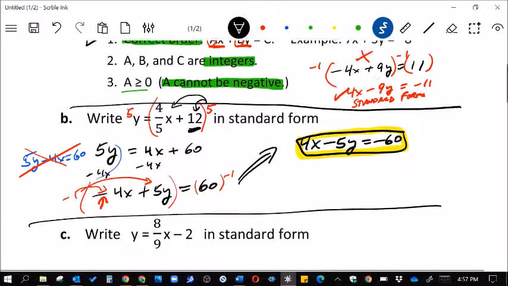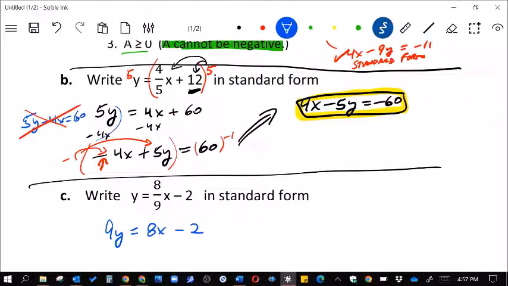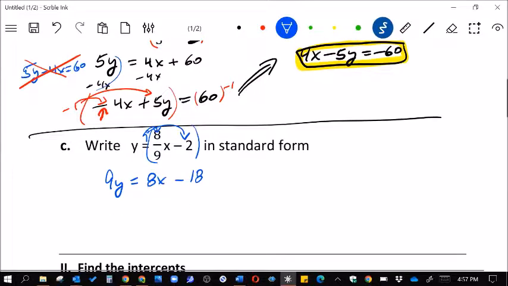Let's do another one here in standard form. I'm going to do the same thing. I'm first going to multiply both sides by 9, and I get 9y equals 8x minus 2. Oops, I just made a mistake, and I did it on purpose. What I was supposed to do was multiply both sides by 9, and that means I would multiply 9 into both of those things. So it's not a 2, it's an 18. Right, now we can proceed.